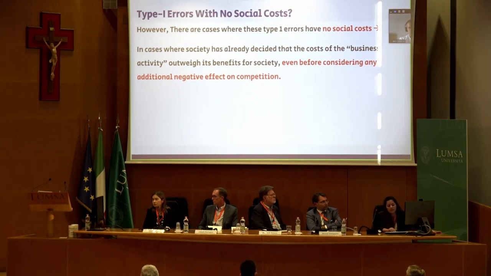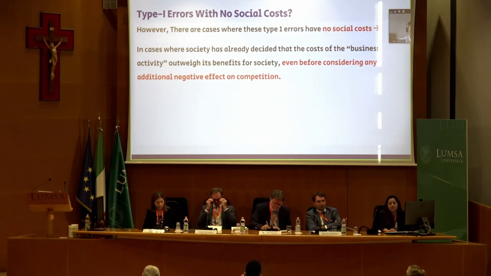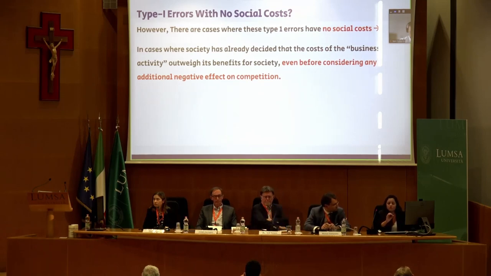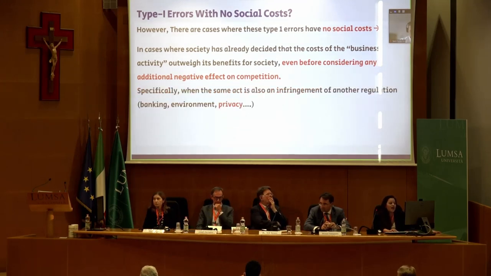Think of the example that I gave from the GDPR. If a platform is collecting data from users in a way that infringes the GDPR, we as a society already decided, when we put that provision in the GDPR, that we don't want this kind of act to take place. So in this kind of situation, regardless of the level of harm to competition, what is the justification not to let competition authorities enforce when they think there might be even minimal harm to competition? Why should we stop them from enforcing in these situations? It's not just privacy, it can also be banking, environment, and every type of specialized regulation.